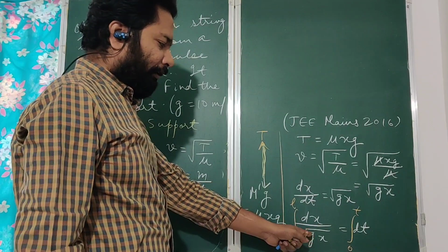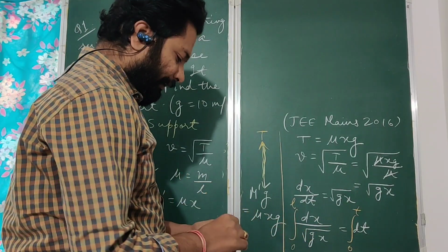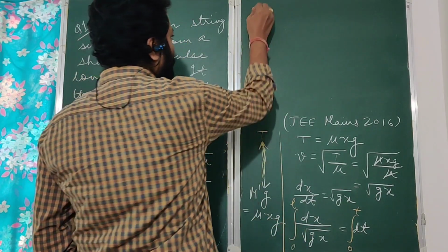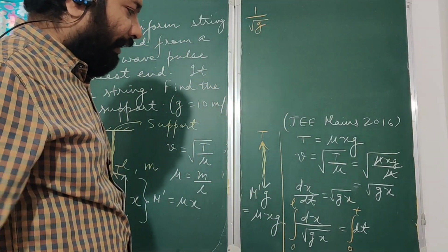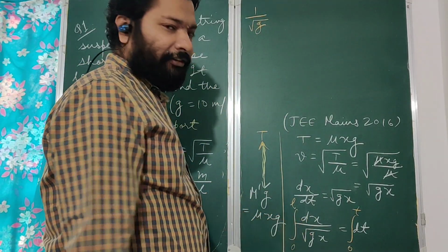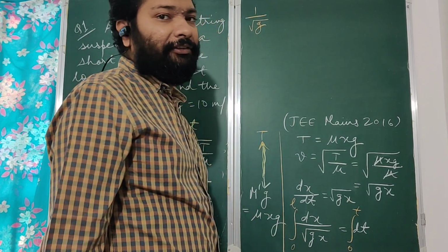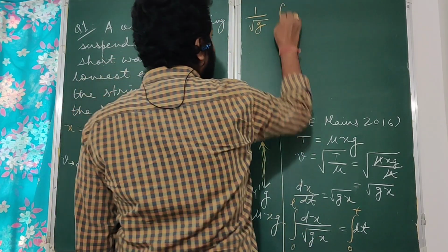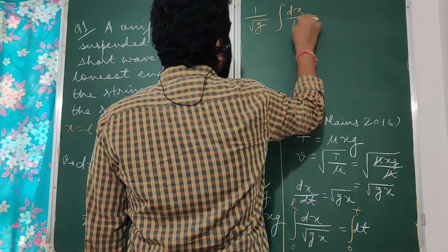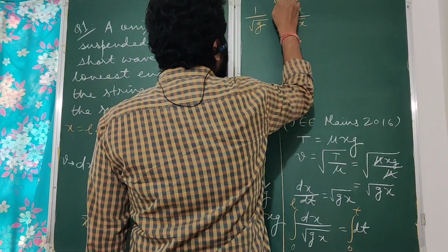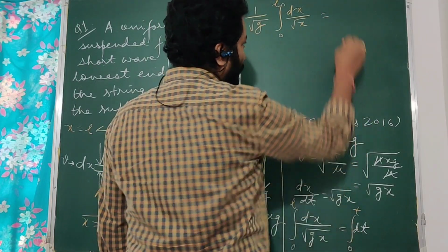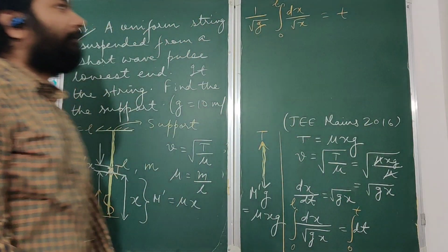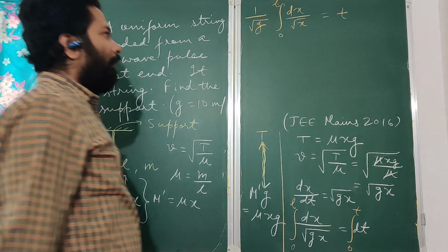What will be the integration of this? 1 by root g is constant, so we can take it outside. We can write 1 by root of g, and then we are having integration of dx by root x. What will be integration of dx by root x? So we can write it from 0 to L, and on the right hand side, after integrating, you are getting it as t, which we need to find out.